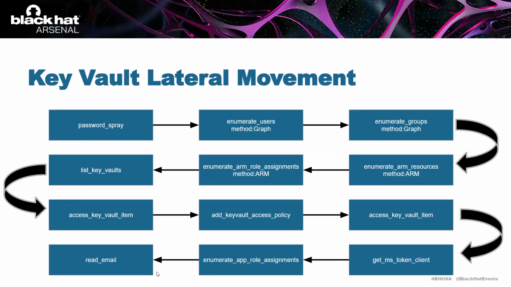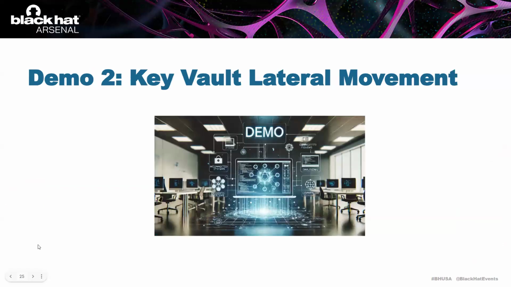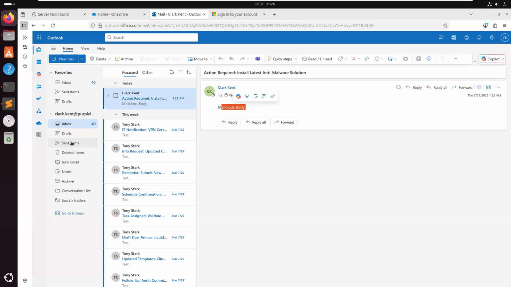So once again, these are the steps at a high level: password spraying, graph enumeration, ARM enumeration. We're gonna list key vaults. We're gonna try to access a key vault. We'll get an error because we don't have access. So that's when we'll create an access policy and try again, and that will give us access. With that secret that we find on that key vault, we'll authenticate as a service principal, perform a little bit of enumeration, and then read emails, exfiltrate emails from our tenant. All right, so let's go to the next demo.